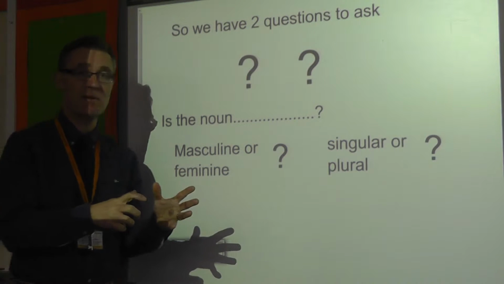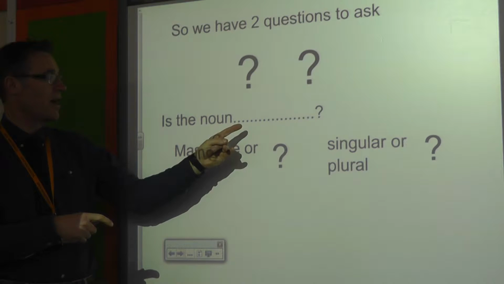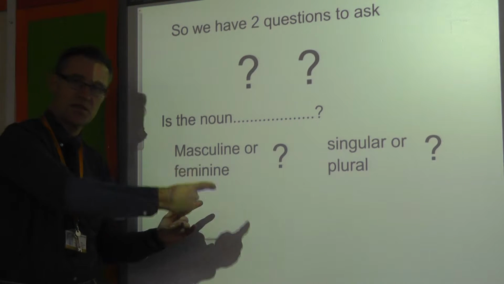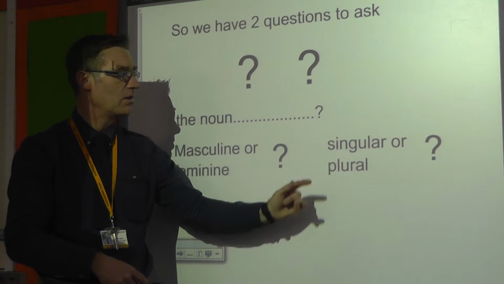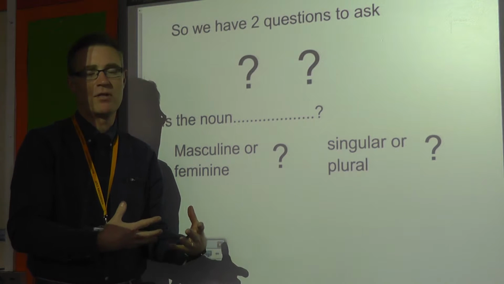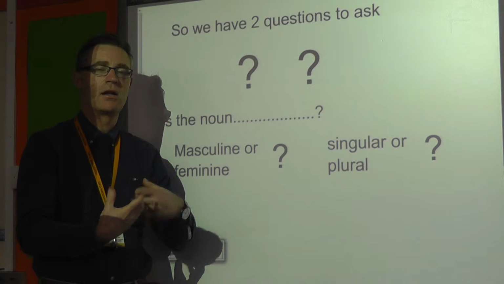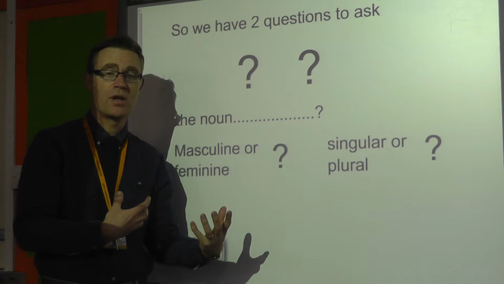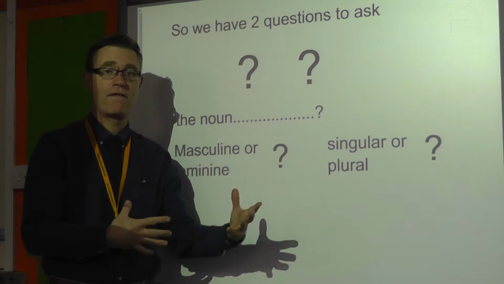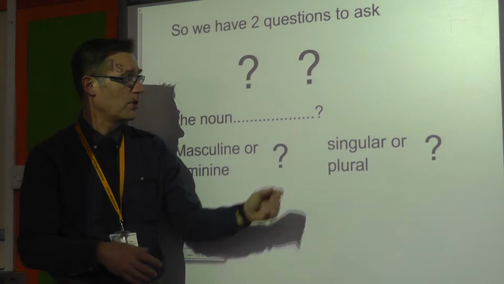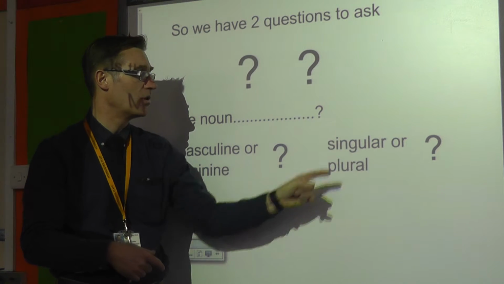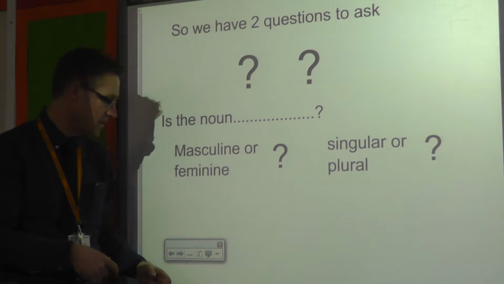So, two basic questions to ask. Is the noun masculine or feminine? And then our subcategory, is it singular or plural? So when we see a noun in Spanish, and as we looked at in that other video that I made, we've got el and un to be masculine, and la and una, feminine. And then is it singular or plural? So quite simply, is it just one noun, or is it two? So a book, two books.